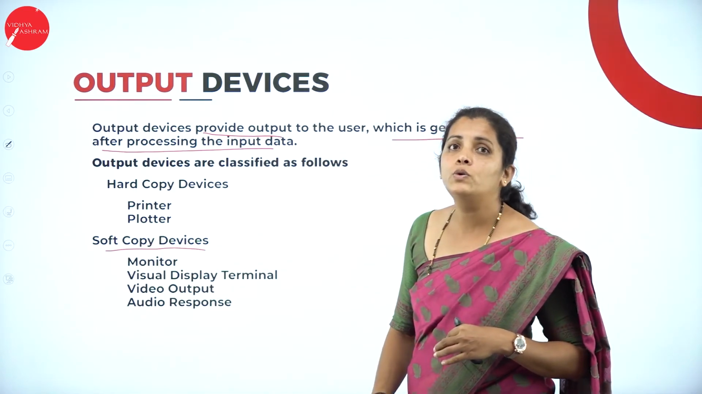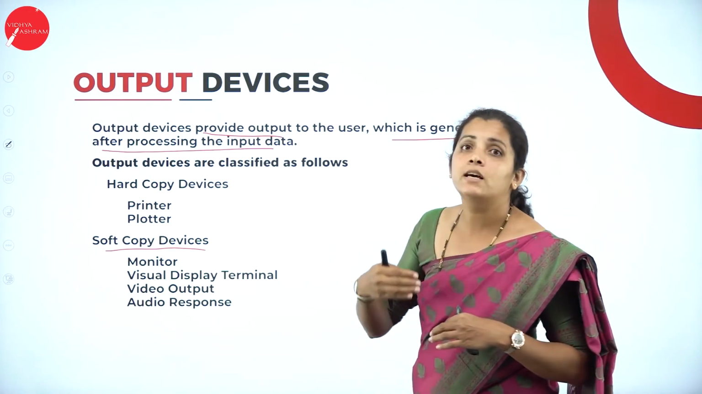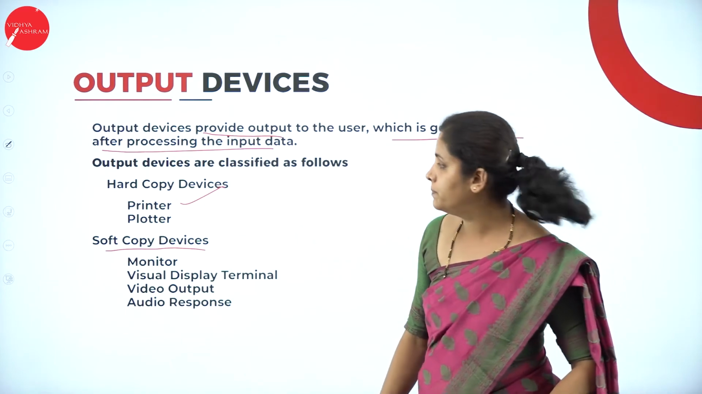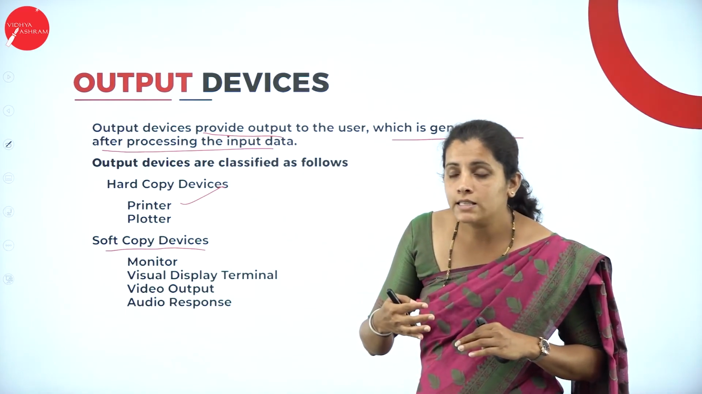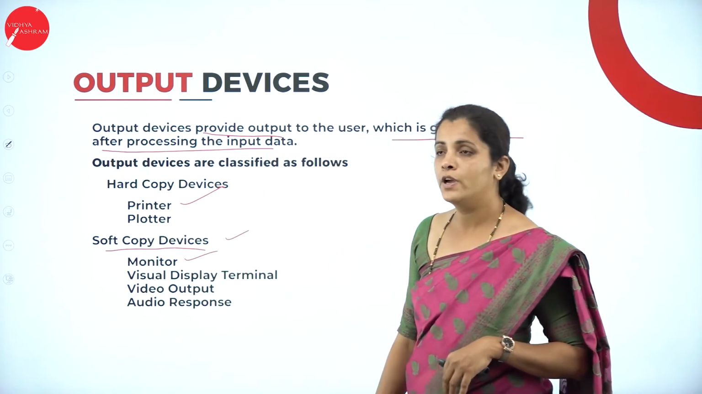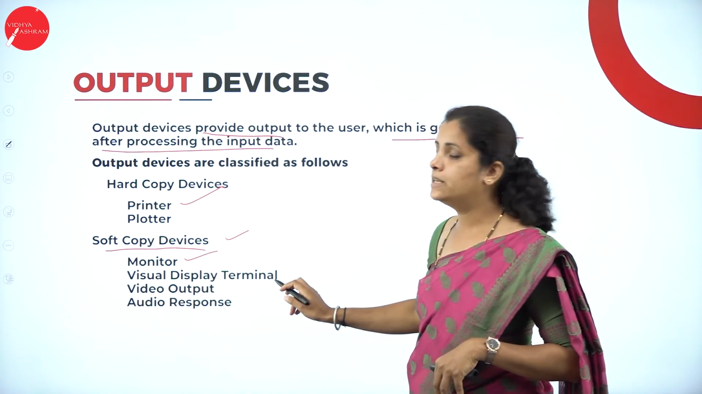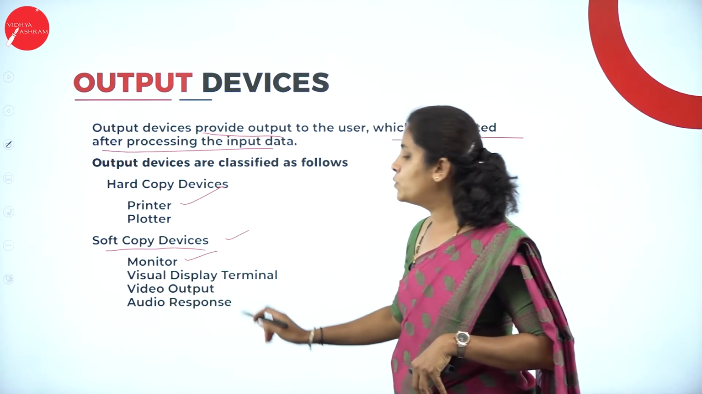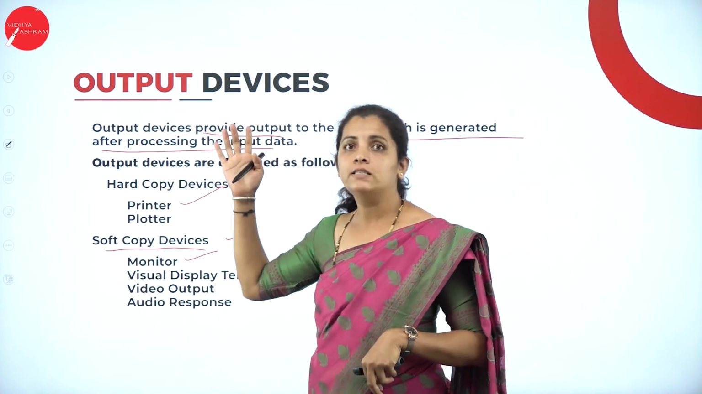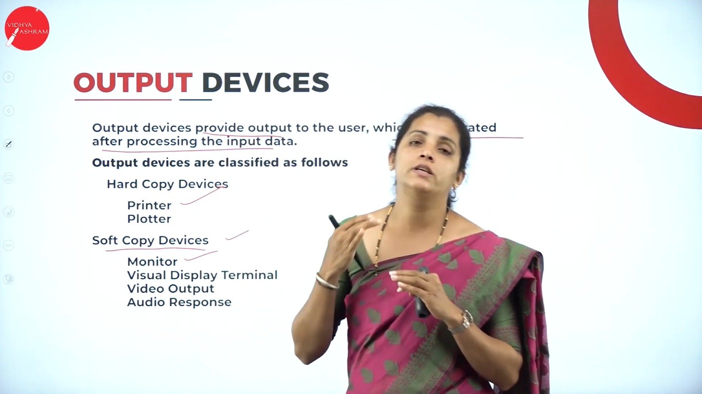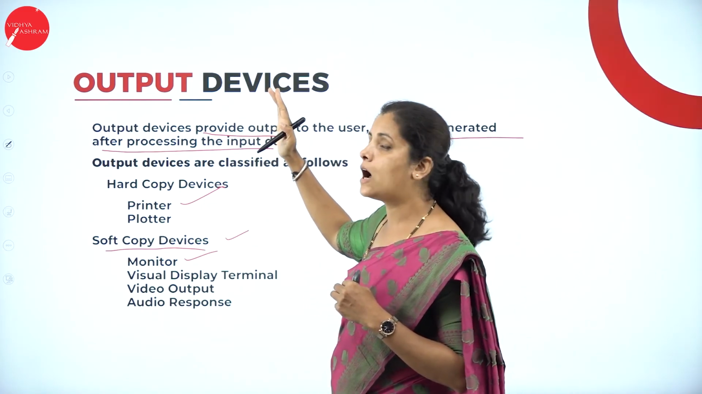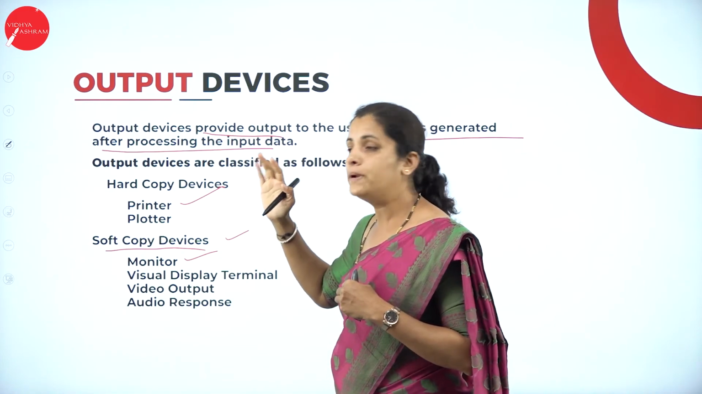Suppose if you want to get the output in some hard copy, then you can use printer and plotter. Some examples of soft copy devices are monitor, visual display terminal, video output and audio response. Here output device is mainly used to output the result to the user. The most common output devices are monitor and printer.